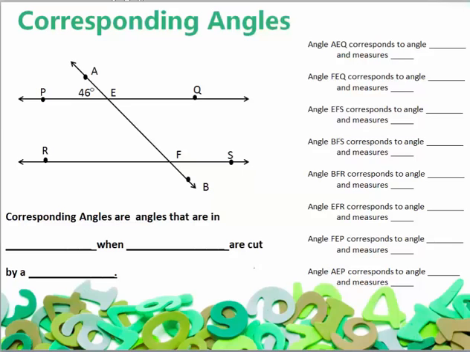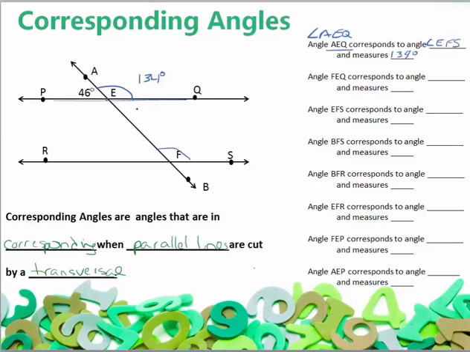Now let's move on to corresponding angles. Corresponding angles are angles that result in corresponding locations when parallel lines are cut by a transversal. So if we look at angle AEQ, it goes right here. This angle measures 134 degrees, and I know that because this is a straight line. Straight lines are 180 degrees. 180 minus 46 is 134. So angle AEQ corresponds to angle EFS, and they both measure 134 degrees.